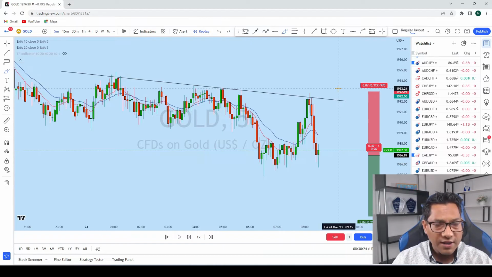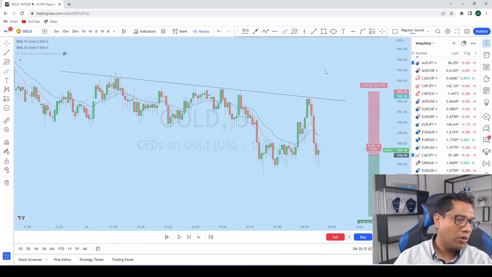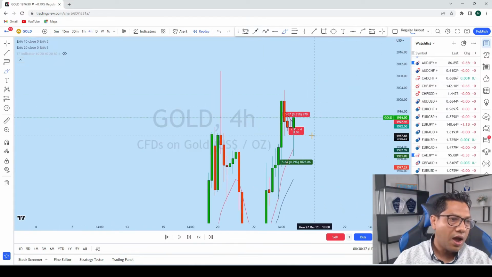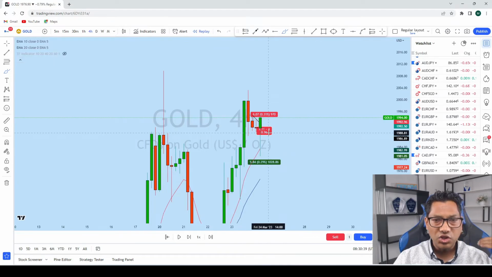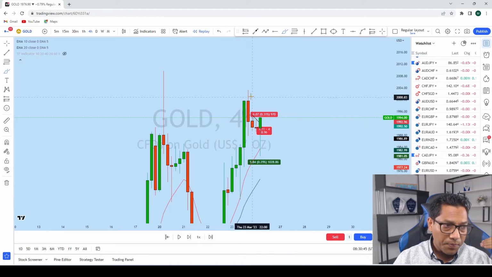Now keep in mind, why do I choose 5 minutes? There are some important reasons behind it. Firstly, let's go back to the 4 hour. When you look at the 4 hour, you can't see the structure clearly. Okay, firstly you can see that the price has come here, created a pullback, and then the price has broken to the upside.